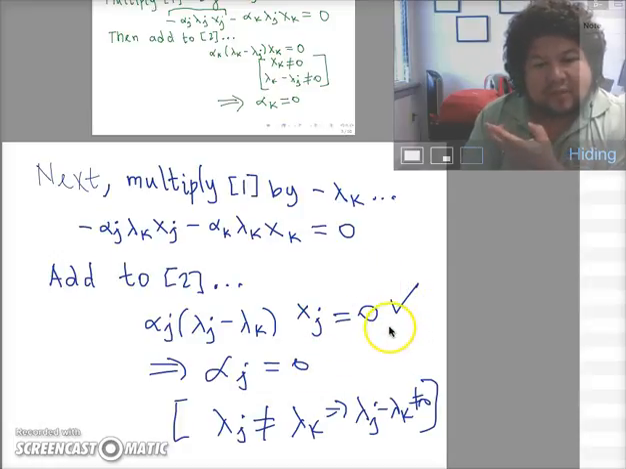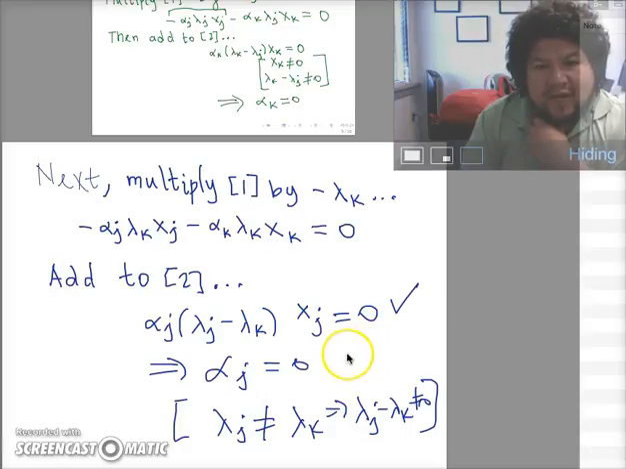So this is the argument you would use. You would have to repeat this, but this is the essence of the argument to derive linear independence for the eigenvectors corresponding to eigenvalues that are not identical.